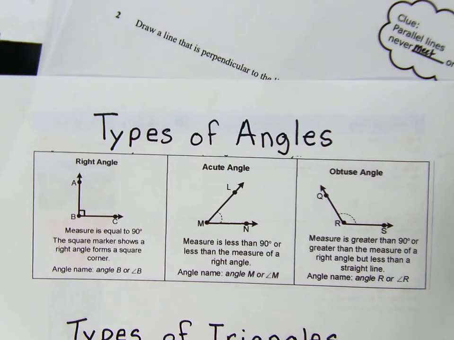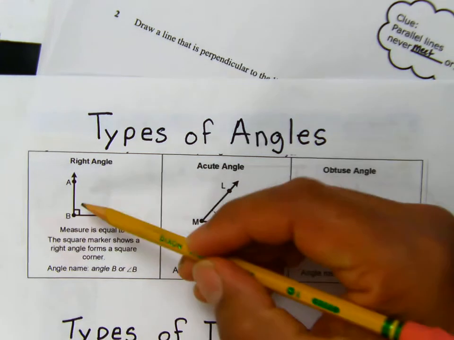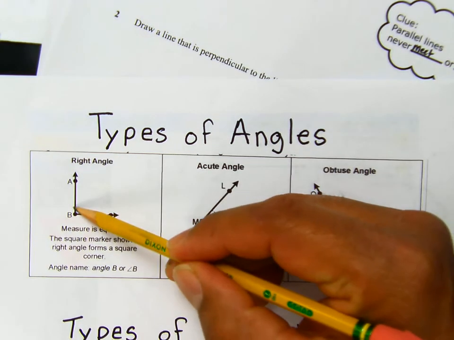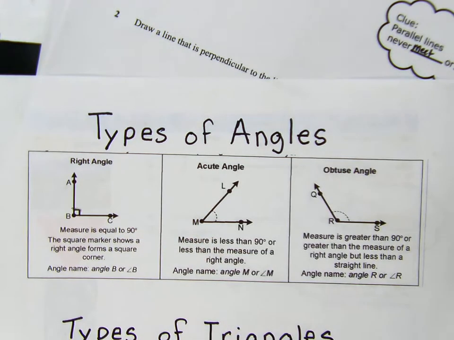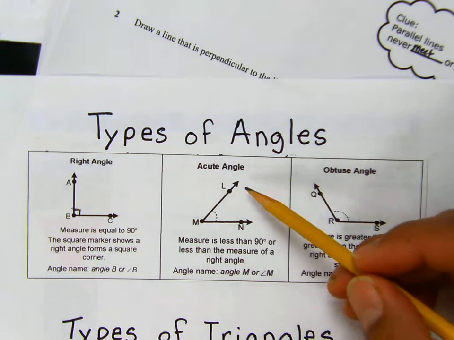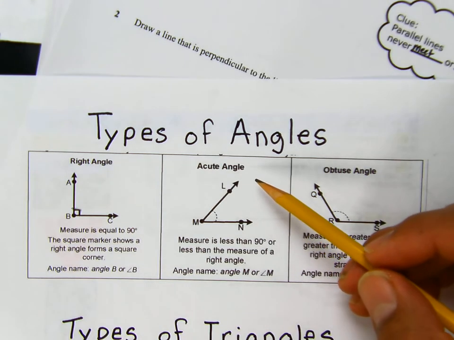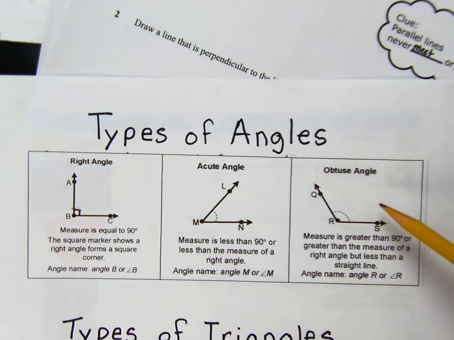Types of angles. A right angle is an angle that measures 90 degrees. The square marker shows a right angle forms a square corner. So this little square marker shows that it's a right angle. It makes a squared corner. Acute angles are angles that measure less than 90 degrees. And obtuse angles are angles that measure greater than 90 degrees.